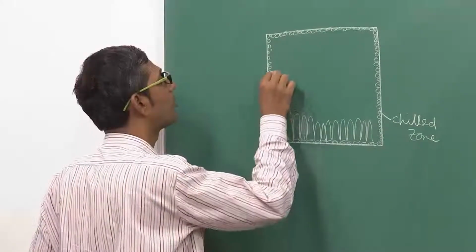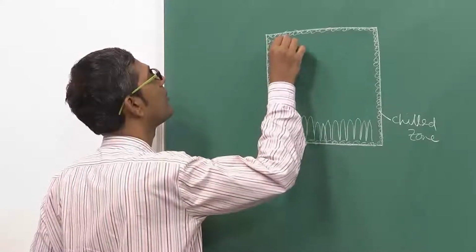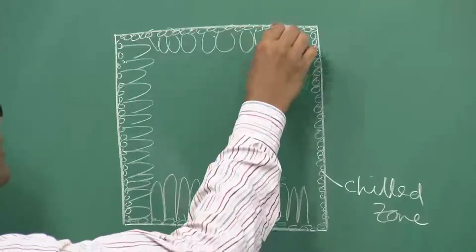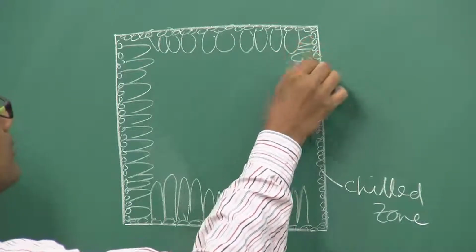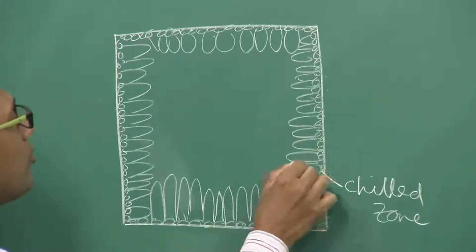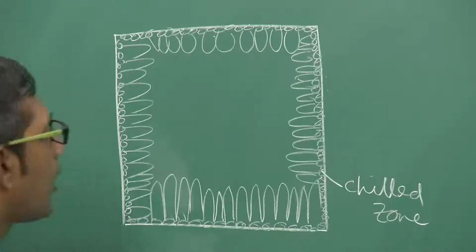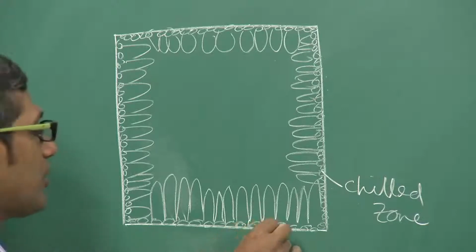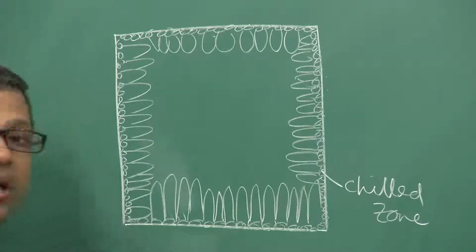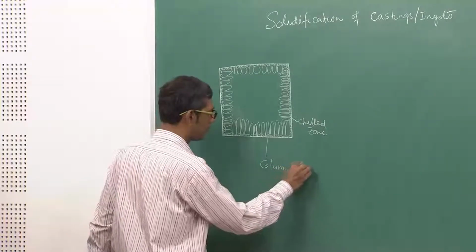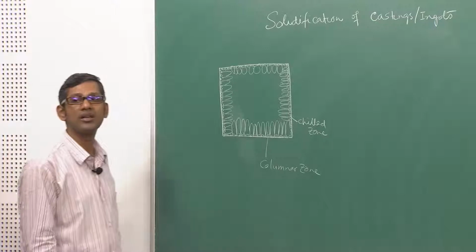I am drawing a very small schematic picture so that you can see that only a few crystals which are lying in such a way that heat can pass through very easily, or which allow the fastest transport of the heat, are the ones which will be growing over the others. So, out of so many thousands of crystals present in the chill zone, only a few of them will be allowed to grow, and this zone is known as the columnar zone, because the crystals here look like columns.